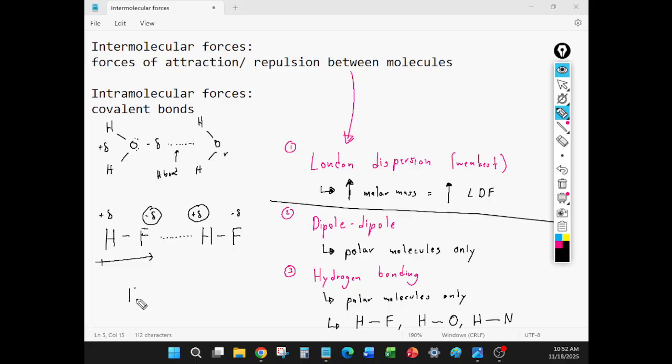Okay, but this does not work with other polar bonds. So for example, if you have like HS, it's not going to have the same. This is not a hydrogen bond. This is dipole only. Okay, this is dipole. This is not H bonding.